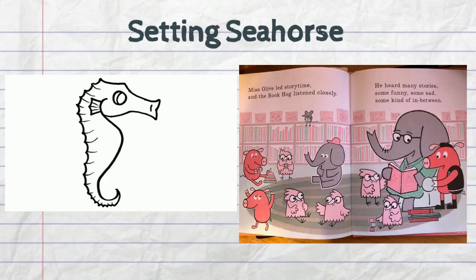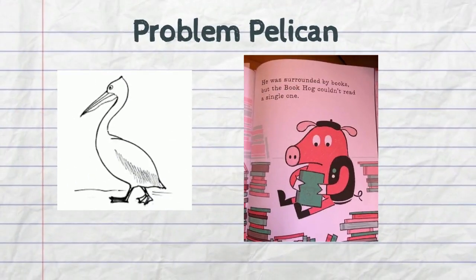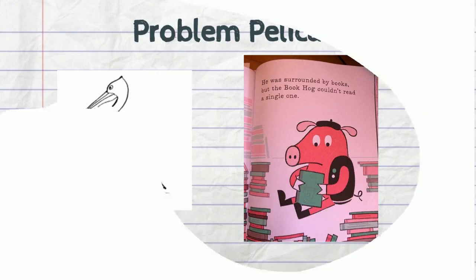A problem pelican reminds us to think about what went wrong in the story or what needs to be fixed for the main character. The problem in The Book Hog is that he loves books, but he doesn't know how to read them.